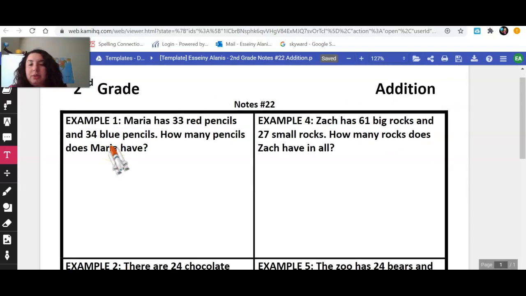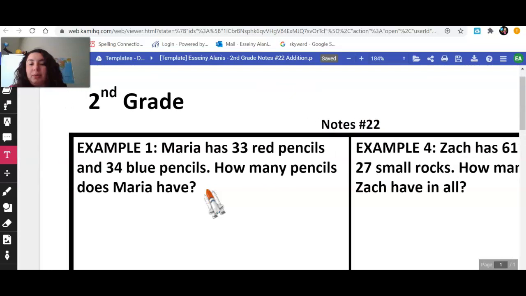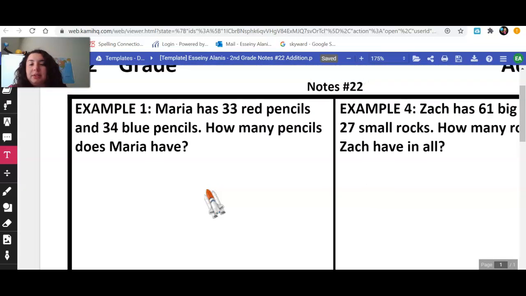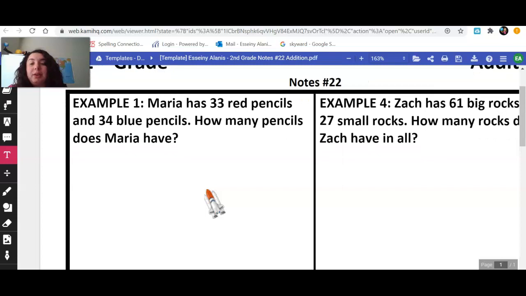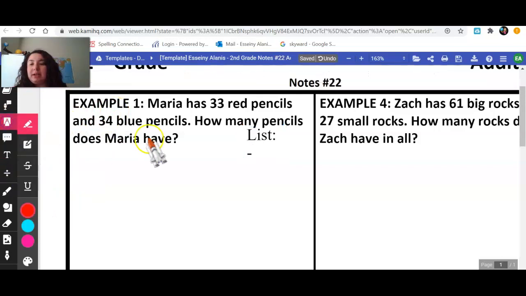Okay, we're going to start with this one. Maria has 33 red pencils and 34 blue pencils. How many pencils does Maria have? Remember, when we have word problems, we need to make our list. And in our list, we're going to take the most important information. So where it says Maria has 33 red pencils, I'm going to highlight. She has 33 red pencils.